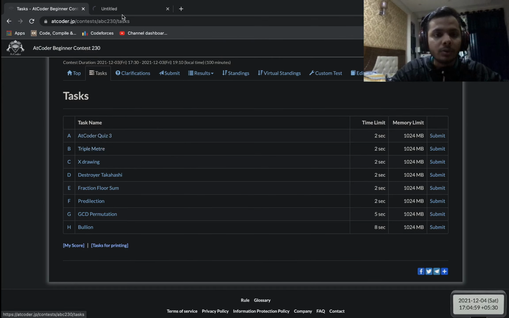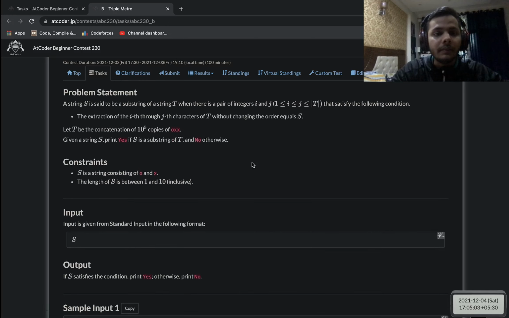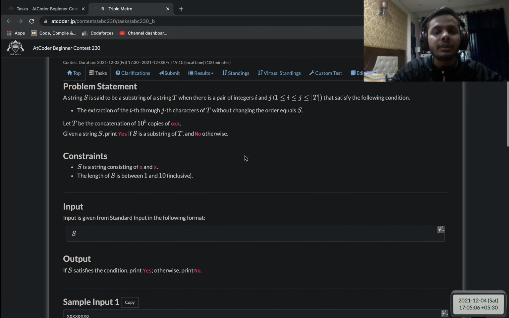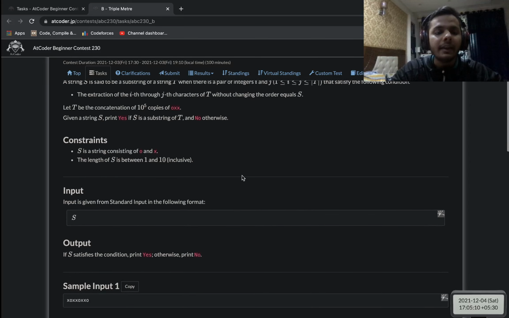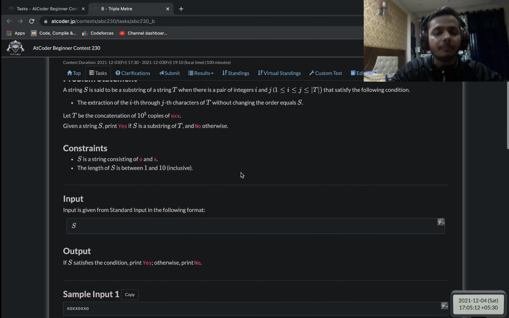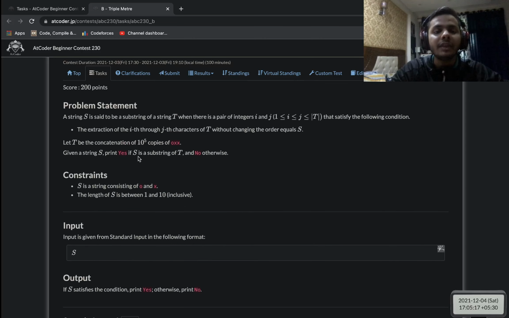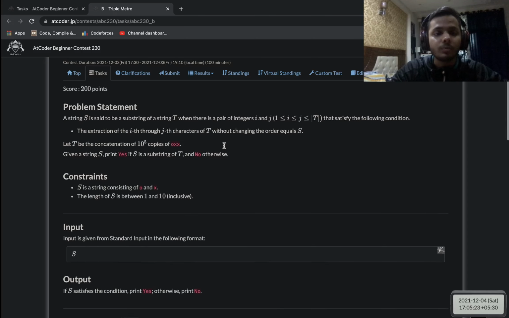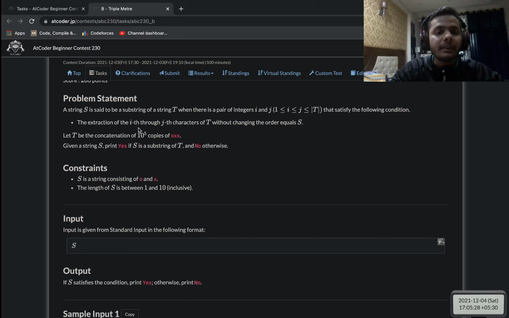So let's now move to the next one, problem B, and here the situation is something like this. So we have been given a string s, and what we have to do is, given a string s, we have to print yes if s is a substring of t, otherwise we have to print no, right? So that's the problem here, and basically t is something which is being provided to us beforehand.